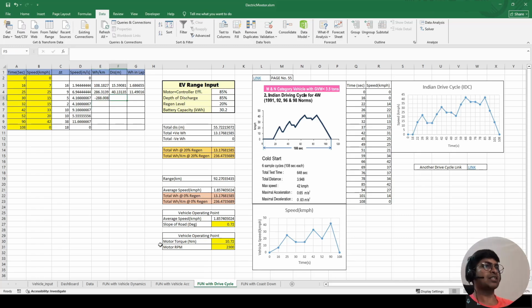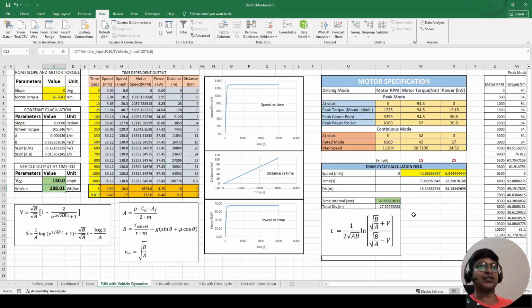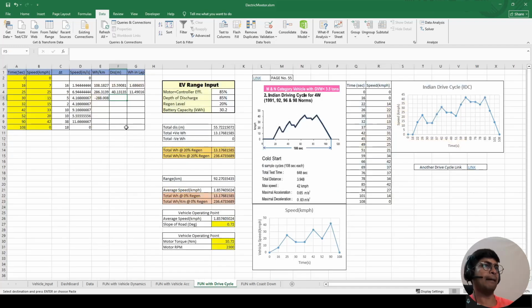What is the distance? So the distance we got is 27.8 meters. So let's copy this value and paste it here. So now the energy that we got is minus 8 watt hour. And what does it mean by minus 8? Instead of energy coming from the battery, now the energy is flowing towards the battery, or in other words, now the battery is in charging mode.